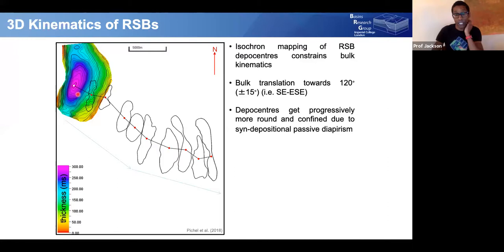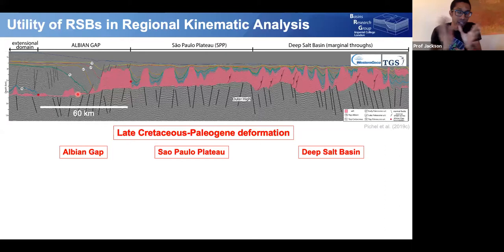I don't want to dwell on this too much because I think there's going to be a separate talk about this at some point later this year. If not, you've probably heard Leo talk a lot about how we use these ramp syncline basins and regional kinematic analysis. All I want to say here is that in the Sao Paulo Plateau, in the Santos Basin, there is a discussion around this thing called the Albian Gap, where there's an absence of Albian strata and an absence or very thin salt, and whether that's an extensional structure or an expulsion structure.